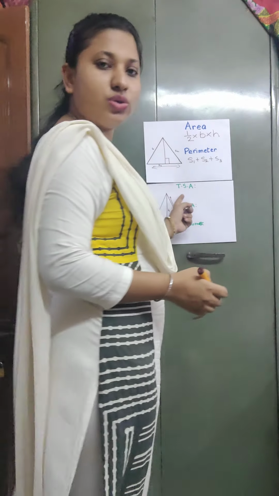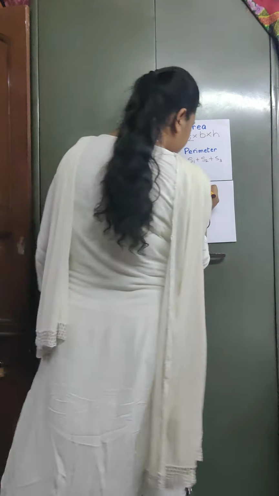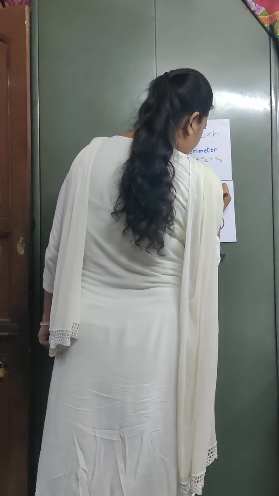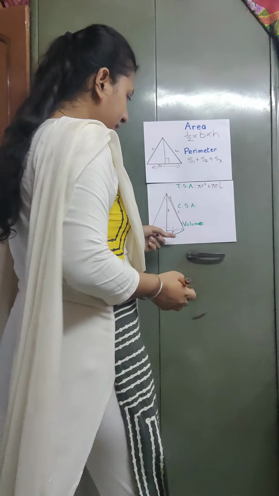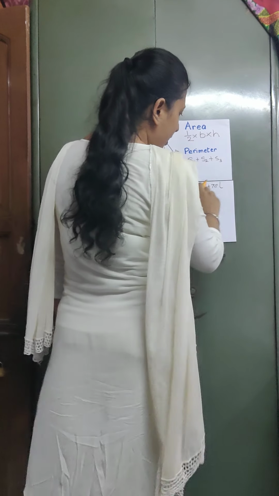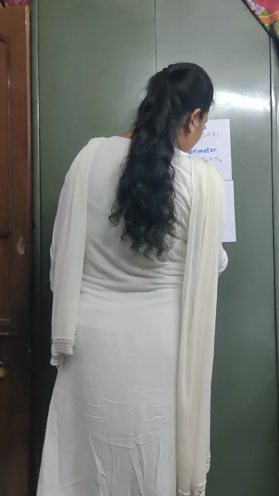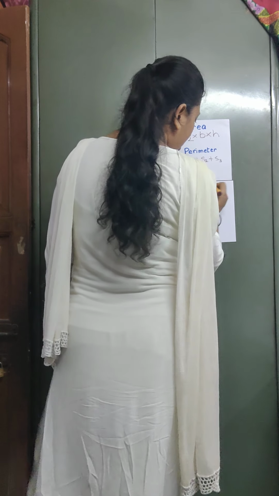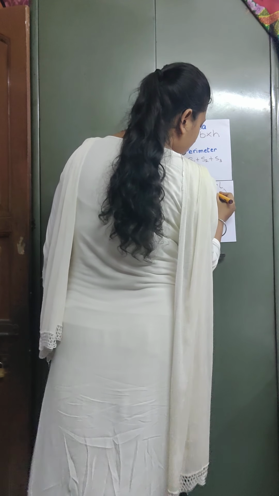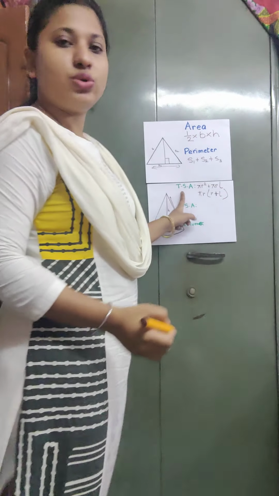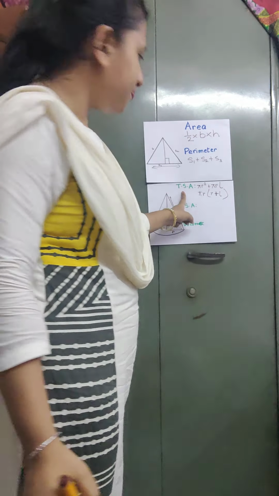So the total surface area is pi r square plus pi r l. So pi r is common, so pi r into r plus l is equal to the total surface area of a cone.